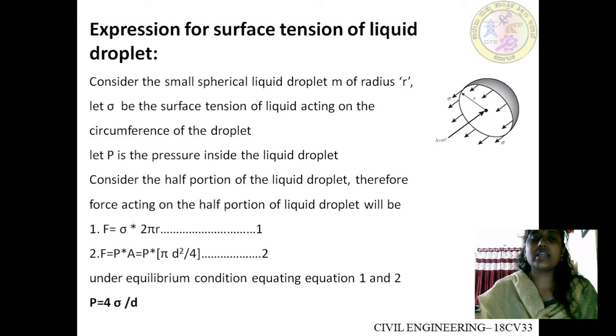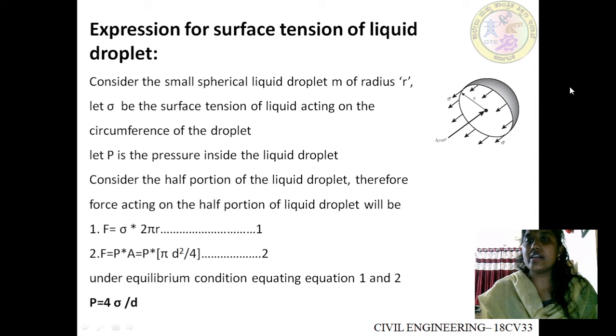Now let us discuss, there are three cases where we need to derive an expression for surface tension. The first case is expression for surface tension of a liquid droplet. So let us consider a small spherical liquid droplet of radius r. You can see here, sigma is the surface tension force of liquid acting on the circumference of the liquid droplet. Here I have considered only the half portion of the liquid droplet.